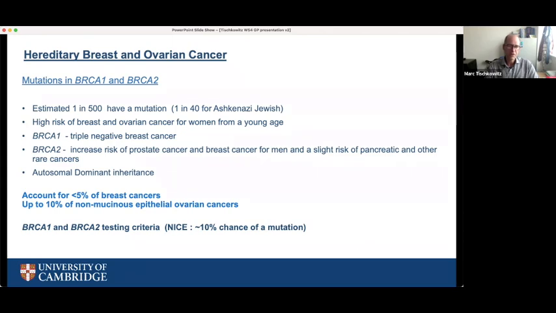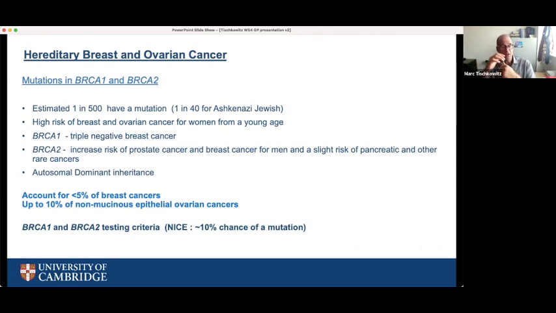Both of these are inherited in a dominant manner, which means that if a parent has one normal copy and one copy with the gene mutation, they have a 50-50 or 1 in 2 chance of passing it on to each of their children, regardless of the sex of the parent or the sex of the child.